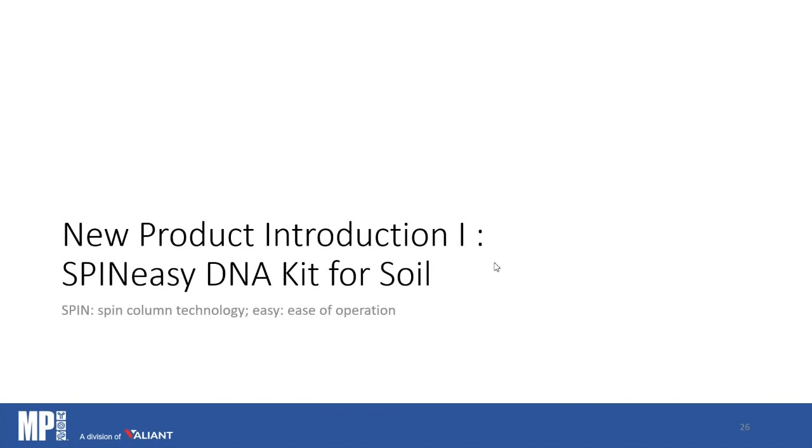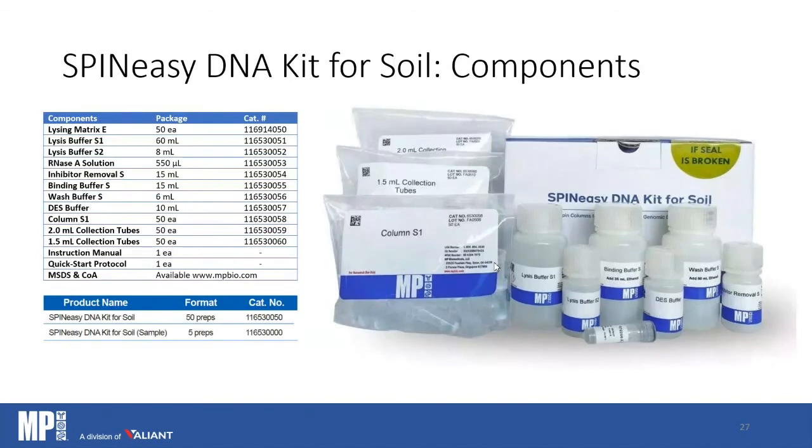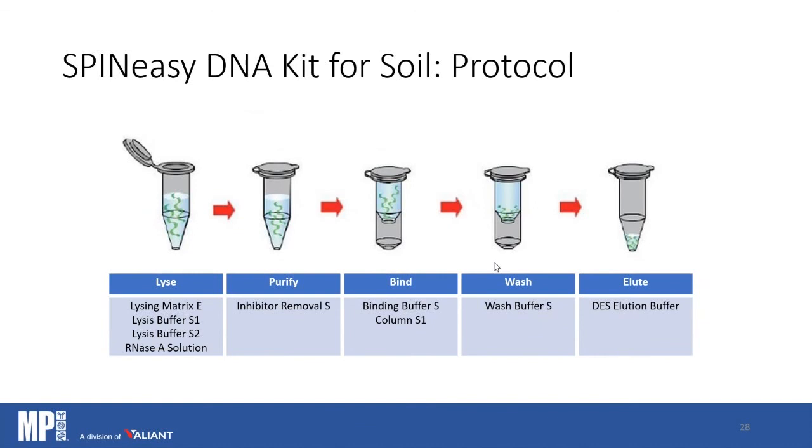The first new product is the SPINeasy DNA kit for soil. These are the components of the kit. Currently, we are offering two packaging sizes: one is the 50 preps and the other is the 5 preps trial kit. Extracting DNA using this kit is simple.